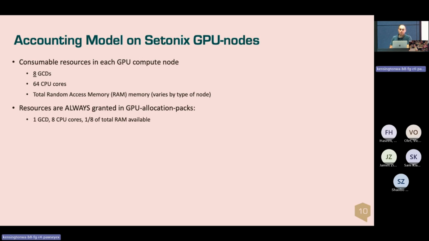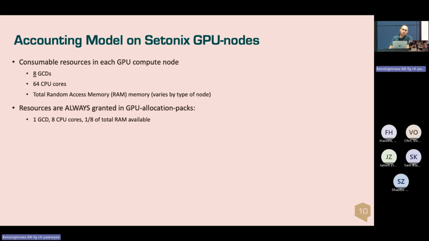And what we say is that you select the number of GPUs you're using, and you will be charged for that, and you will be given the equivalent fraction of the other resources. So let's say you are using all the GPUs, then you're given all the memory on the system and all the CPU cores on the system. If you're using half of the GPUs available, then you will only be given half of the memory and half of the CPU cores, and so on.